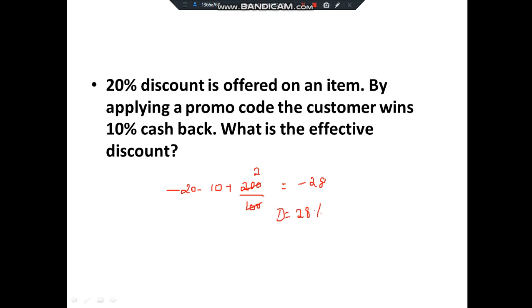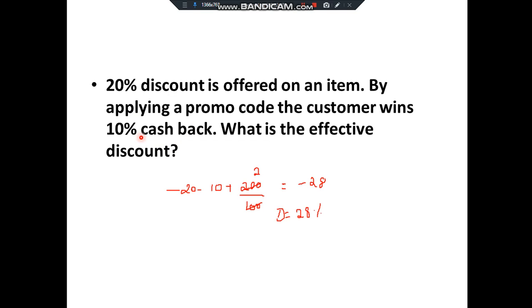Next question. 20% discount is offered on an item. By applying a promo code, the customer wins 10% cashback. What is the effective discount? So understand the question very clearly. See, discount is always in favor of the customer, right? The one who buys the thing will get a discount, means it is in favor of the customer, right? So 20% is in favor of the customer. Again, he wins a 10% cashback, which means it is also in favor of the customer.